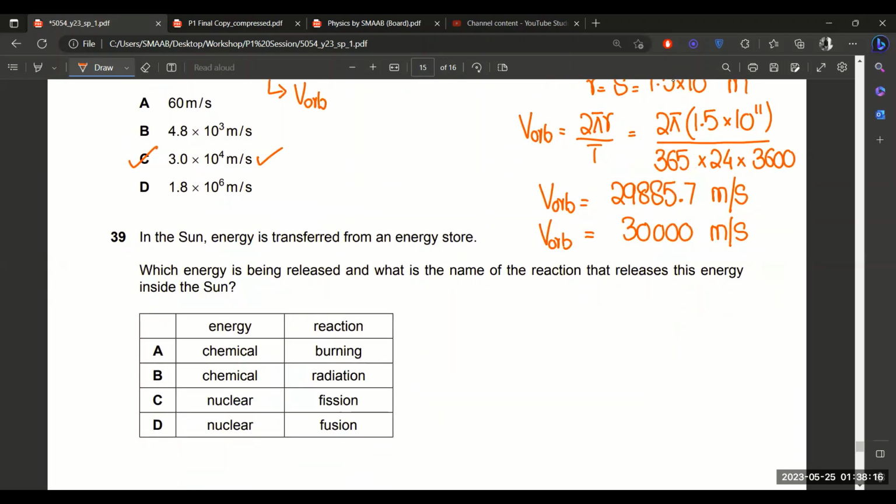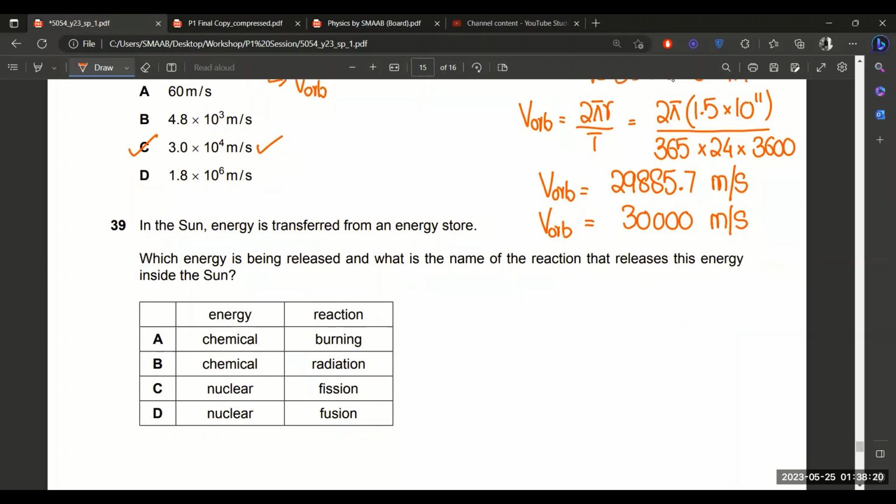Okay, in the sun, energy is transferred from an energy store. Okay, they are talking about the sun. Which energy is being released, and what is the name of the reaction that releases this energy inside the sun? So first of all, we know the reaction which takes place at the sun is known as a fusion reaction. The basic concept.